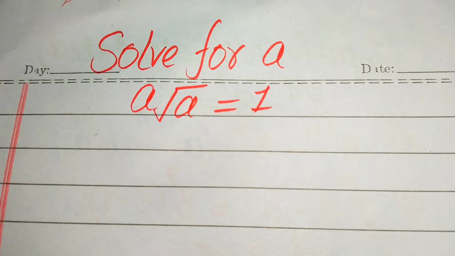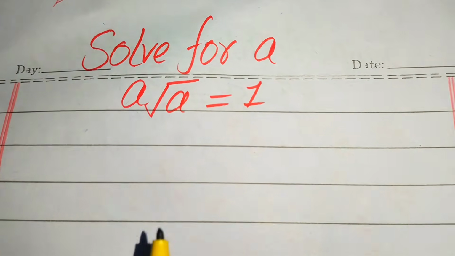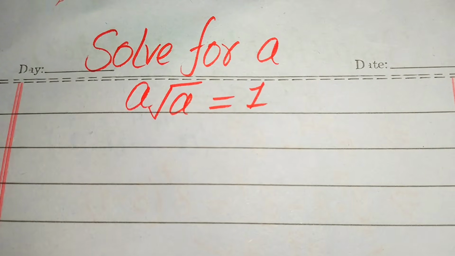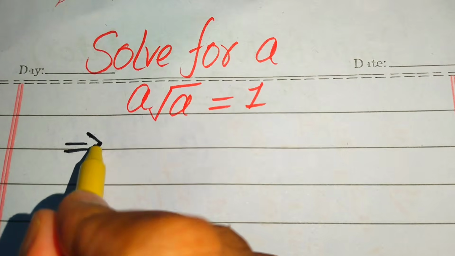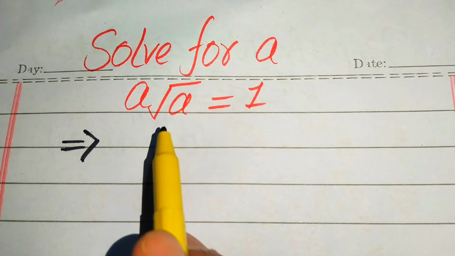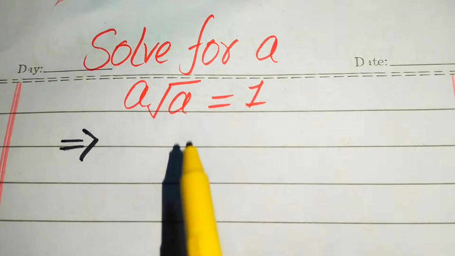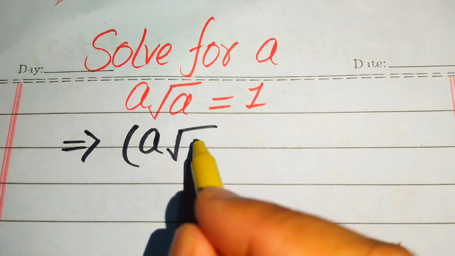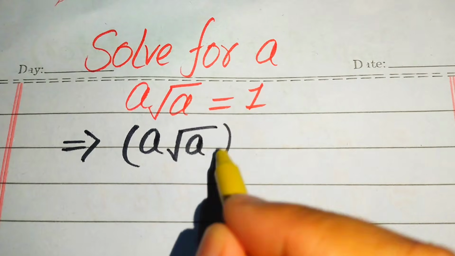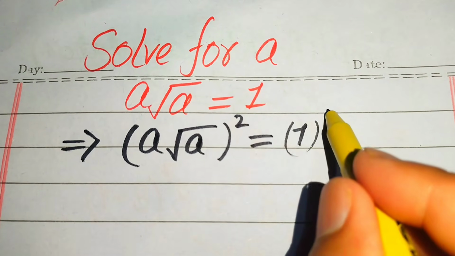So here we have a nice radical equation: a times square root of a is equal to 1, and we solve this problem for all the values of a. The very first step is to remove this radical sign, and in order to remove it we need to square both sides. This will be written as (a times square root of a) whole squared is equal to 1 squared.